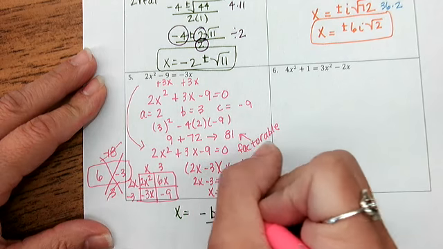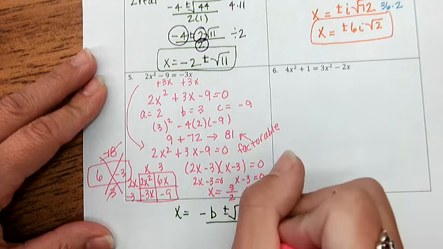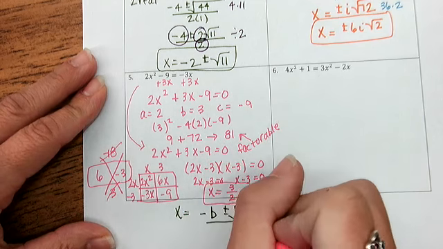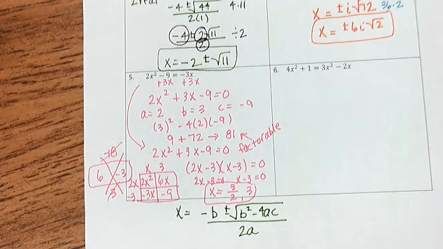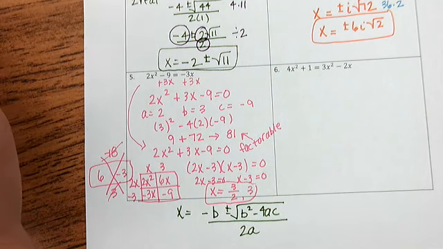So x is 3/2 and 3. Again, same answer if you would have used the quadratic formula. Okay, the last one.